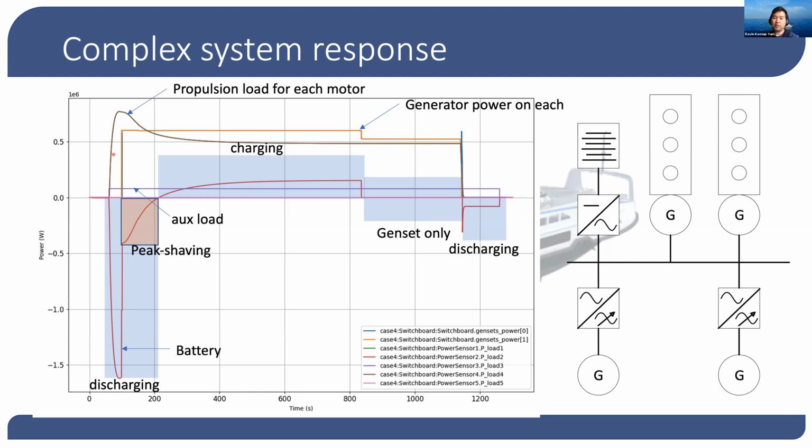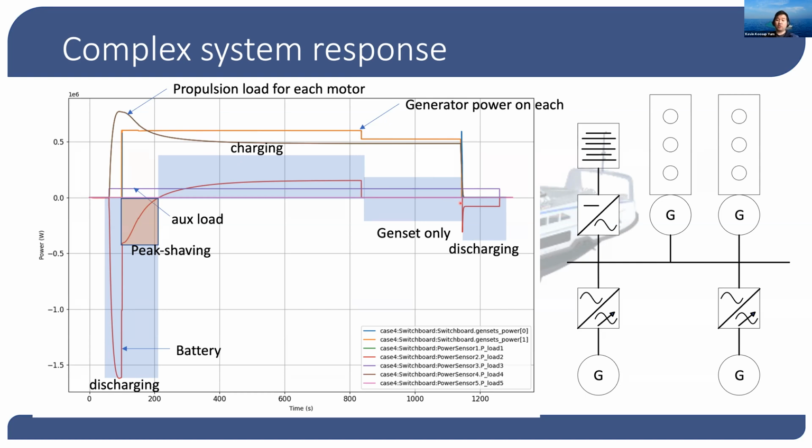And as the propulsion load is going down to steady state, the battery is being charged in order to maintain its state of charge. When SOC is at the desired level, charging stops, and then all the power is delivered by gensets only. And at the end of the journey, propulsion load drops and the vessel is in zero emission mode.